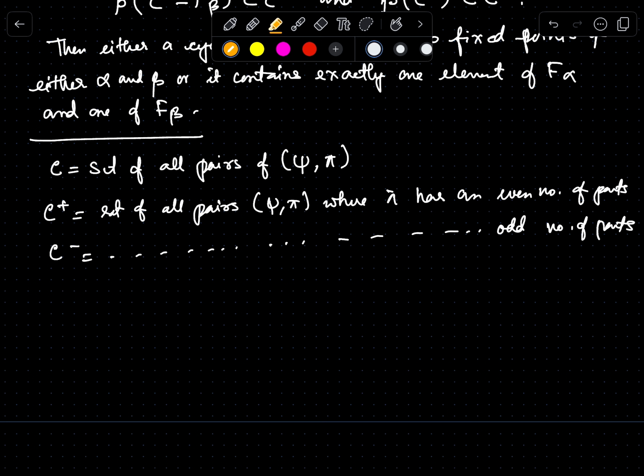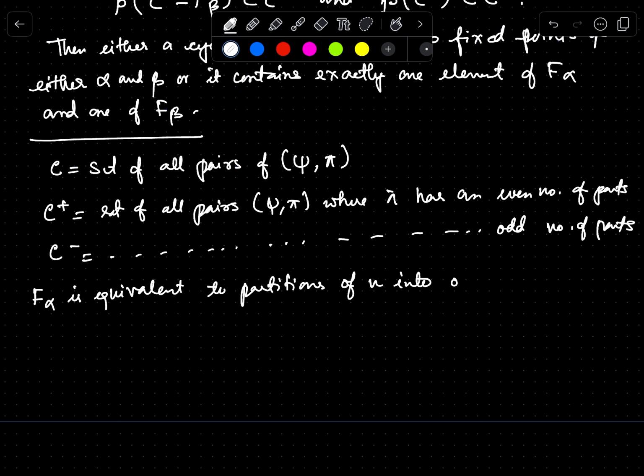Then what is F alpha? We have already seen, right? This is equivalent to partitions of n into odd parts.